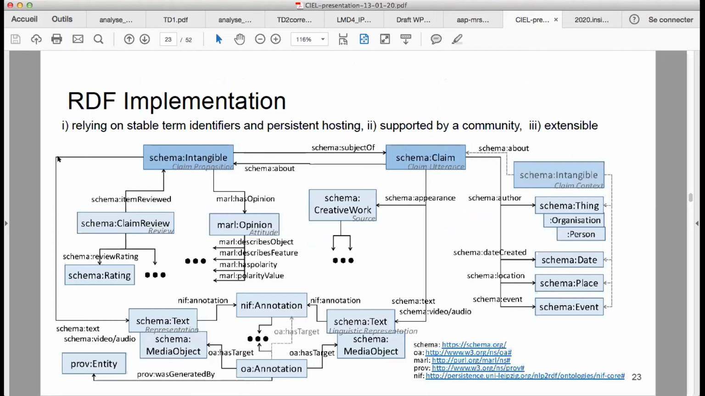And just for those of you who are into semantic web technologies, we have also provided an implementation of this model by relying on existing ontologies and schemas, in particular schema.org and the ClaimReview class of schema.org. For modeling stances, we have relied on the Marl ontology. Again, this is just an example or sketch of an implementation. Many different implementations in RDF could be possible.